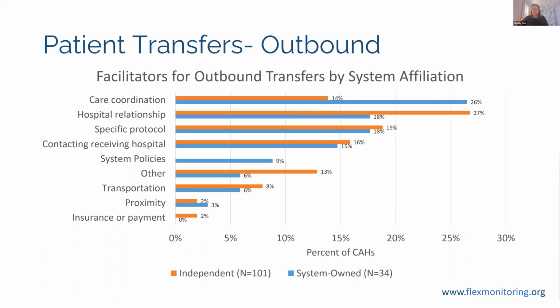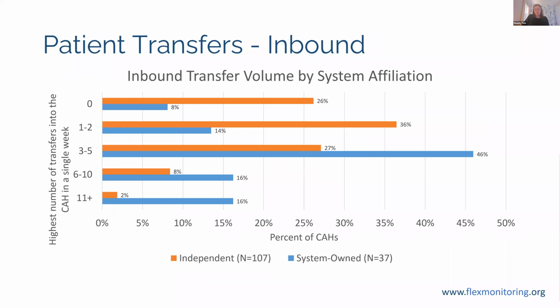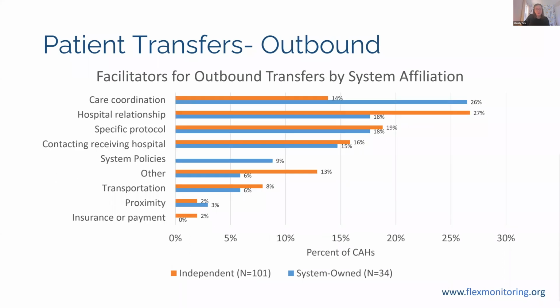It may be just that for the system hospitals, their relationships with other hospitals in their system is sort of built into their structure. So that may not be something that they are consciously thinking about as facilitating those transfers. But I would be curious to know if people have other thoughts on that as well. And then the other responses here kind of had similar percentages, not a lot of big differences between system and independent.